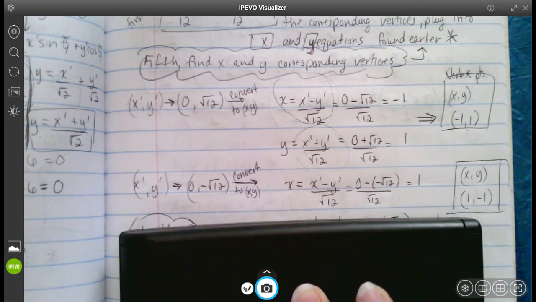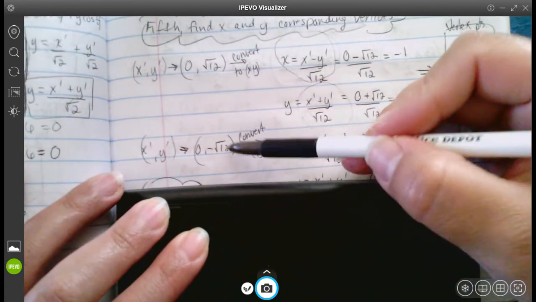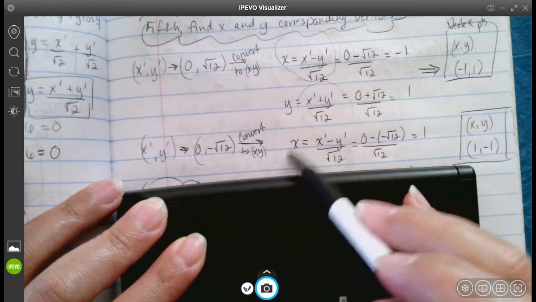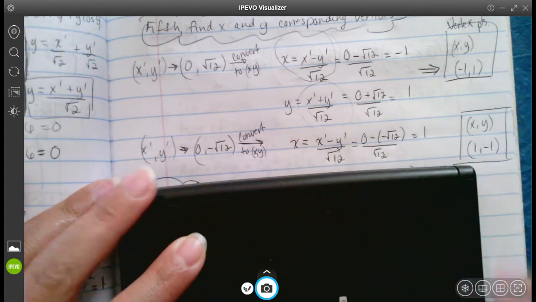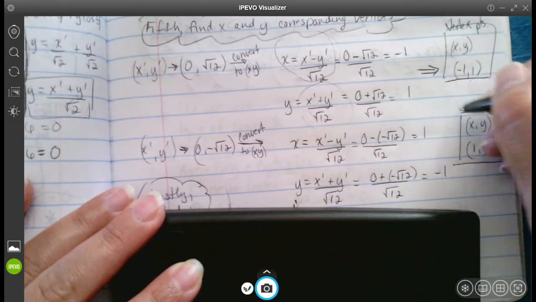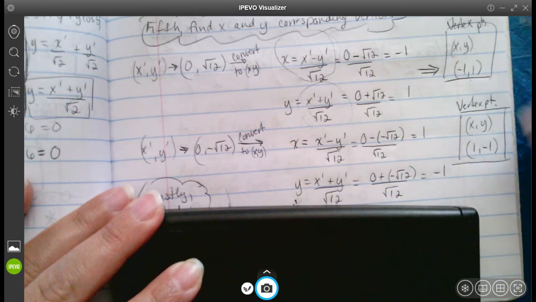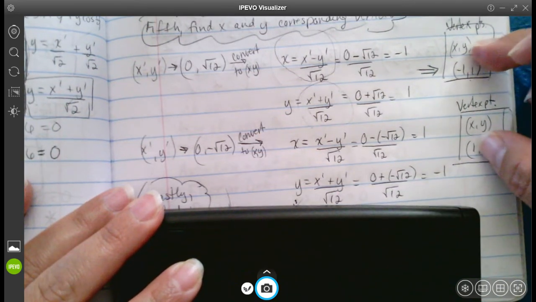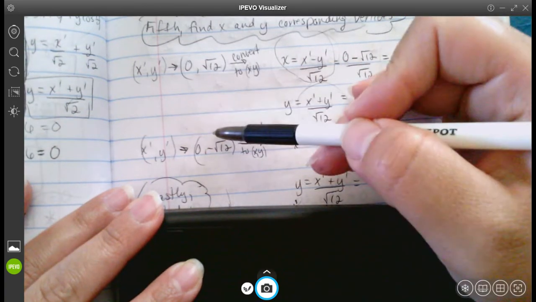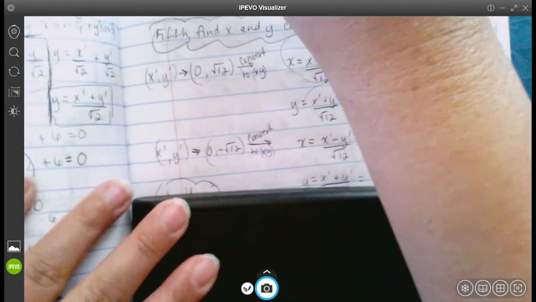We do the same thing with the second point. The second point is 0, negative square root of 2 in terms of x prime, y prime. I'm not going to go through that. It's the same deal. We just plug everything in, and we get this point, 1, negative 1. So this is the other vertex point, okay? So we have 2, and that means that these points are going to be exactly where these points would be in the other axis. So here is what it looks like now. It comes all together.